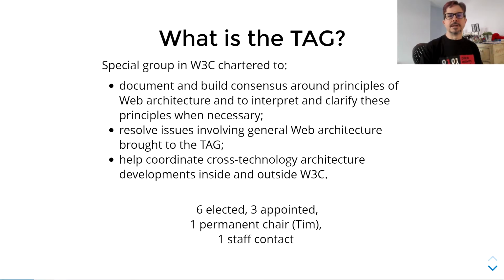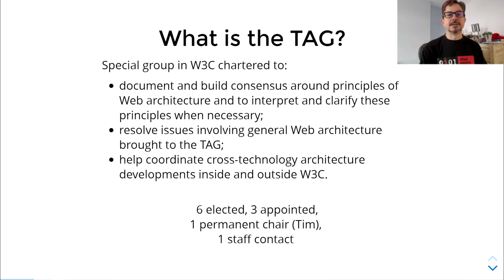So first of all, what is the TAG? The TAG is a special group that's chartered to document and build consensus around principles of web architecture and to interpret and clarify those principles when necessary, to resolve issues involving general web architecture that are brought to the TAG, and to help coordinate cross-technology architecture developments inside and outside of W3C. So we also work with organizations such as TC39, WHATWG, IETF, on topics that involve web architecture generally.